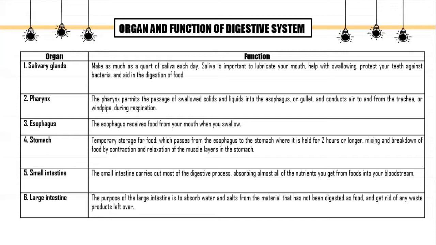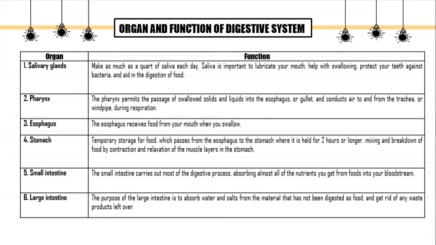Fifth is the small intestine. The small intestine carries out most of the digestive process, absorbing almost all of the nutrients you get from foods into the bloodstream. The small intestine, also known as the small bowel, is an organ that can be found in the gastrointestinal tract, where the most absorption of nutrients and minerals takes place.